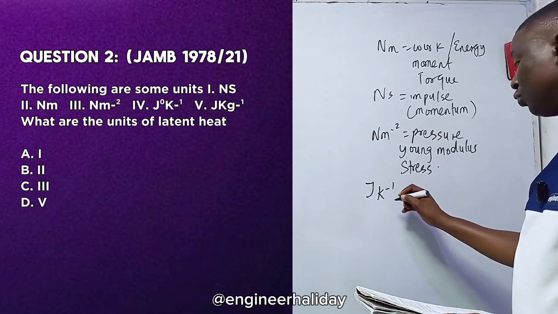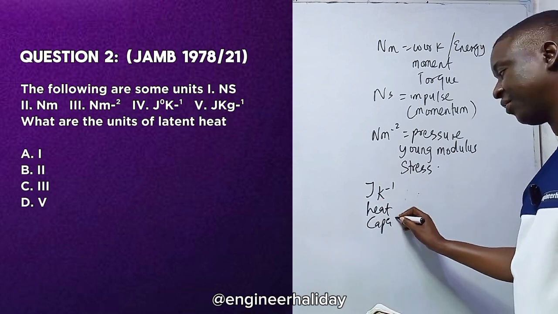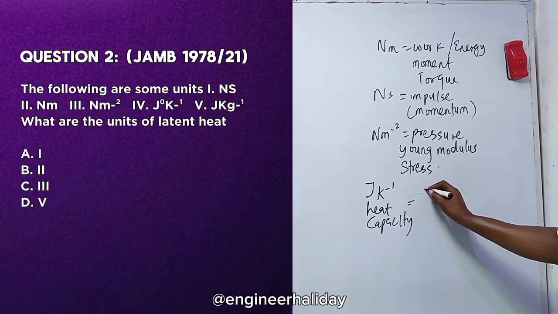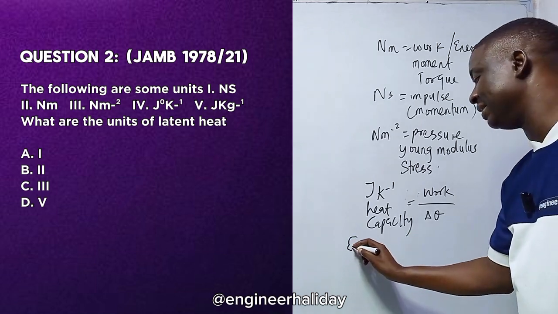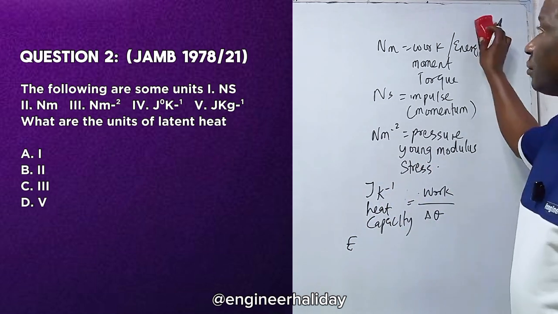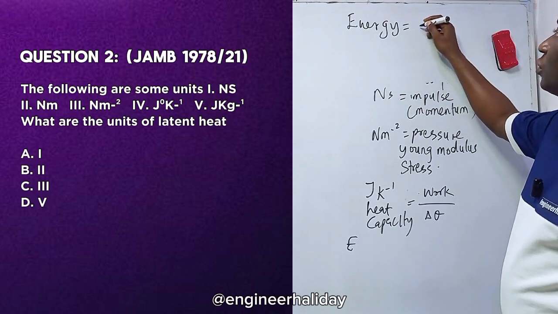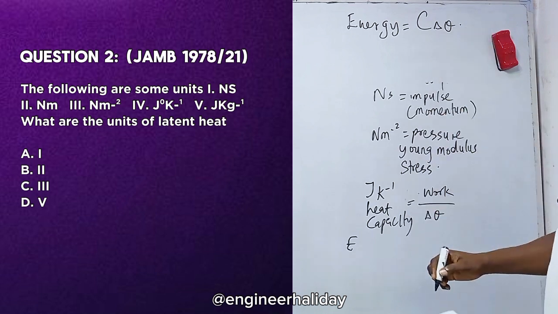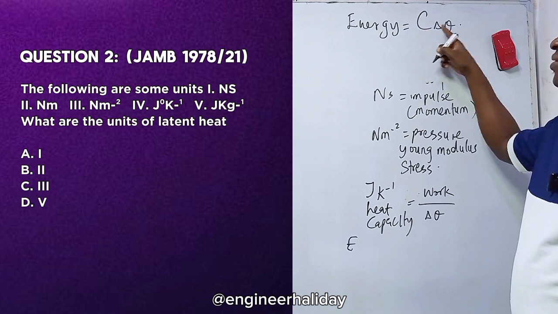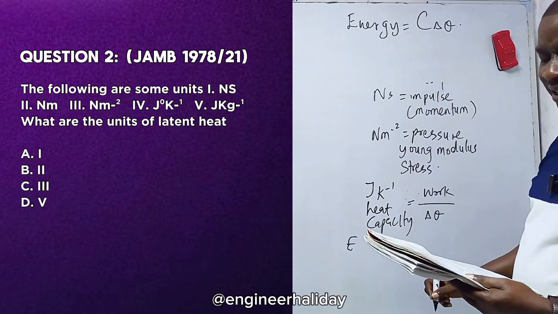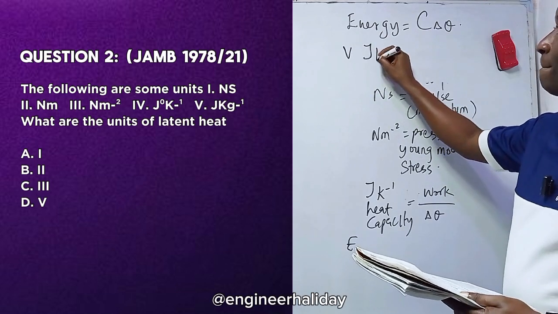And that will be specific, or no, this one is not specific. This is heat capacity, because heat capacity is equal to work or energy over change in temperature. Don't forget that heat energy is equal to C change in theta, where capital letter C means heat capacity, times change in temperature. So that is it. Then we have the last one, Roman figure 5, which is specific capacity.